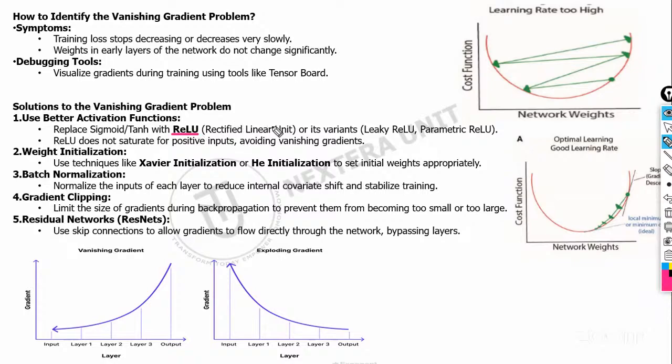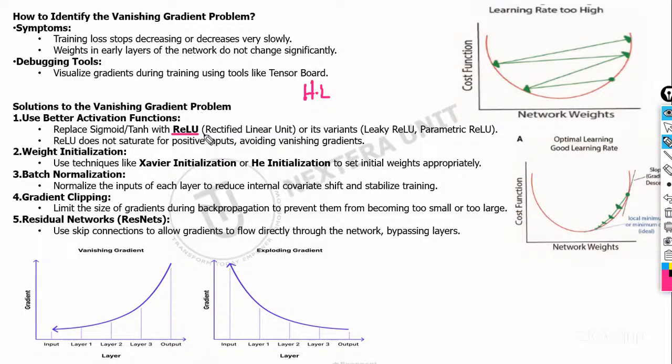ReLU stands for rectified linear unit, or we also have the variants under ReLU: Leaky ReLU and parametric ReLU. We have ELU. We have different types of variants under the ReLU function. So when you replace these sigmoid and tanh functions, if you go with ReLU or its variants in hidden layer neurons, if we are using ReLU as an activation function in the hidden layer, I'm talking about the hidden layer, you can overcome the problem of vanishing gradient.